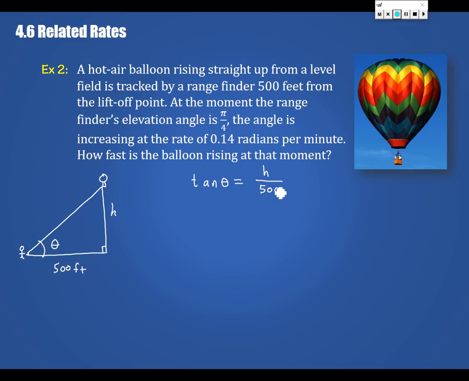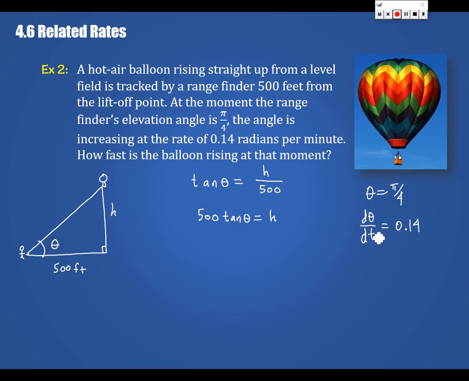Now, you can manipulate that a little bit if you like, or you can just take the derivative right away here. If you want to say 500 tangent, I don't know. Doesn't matter, whatever. We can do that. We never did write down the things that were given or anything. So theta is pi over 4. What's 0.14? Yeah, it's d theta dt.